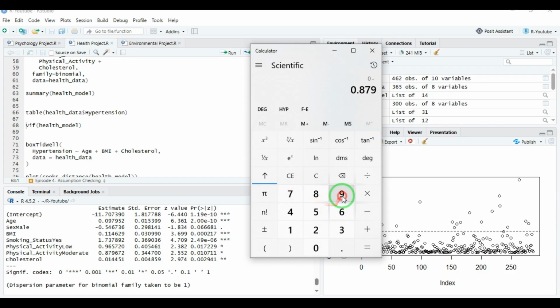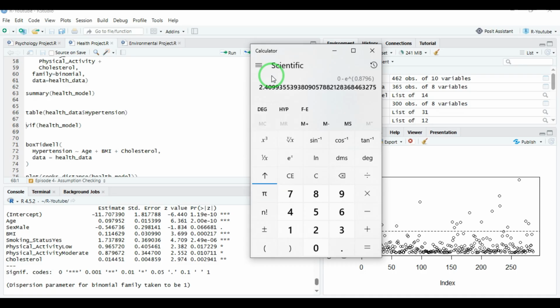For the moderate activity group, the coefficient is 0.87967 with p-value of 0.0107. And the odds ratio, as you can see, is 2.41. Compared with the high activity group, the moderate activity group has approximately 2.41 times the odds of hypertension, considering we hold other variables constant. So again, it is statistically significant.